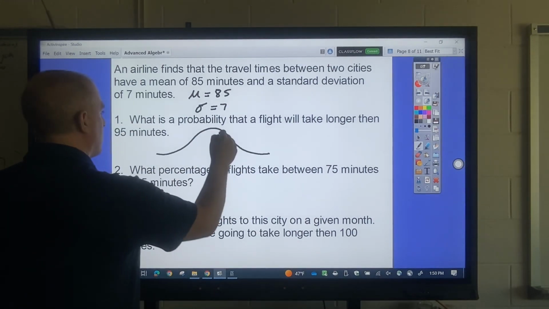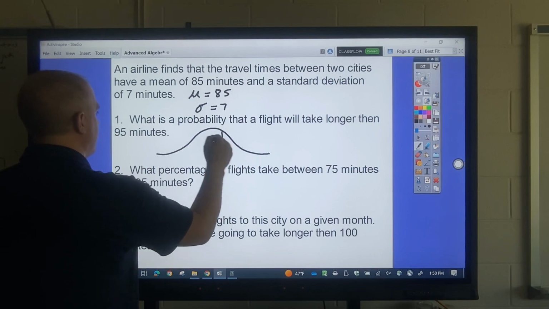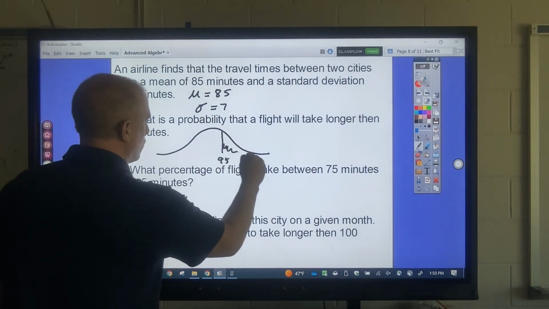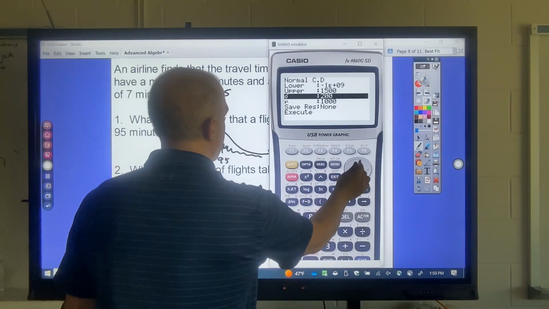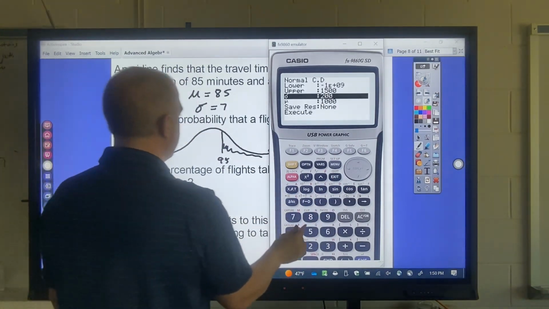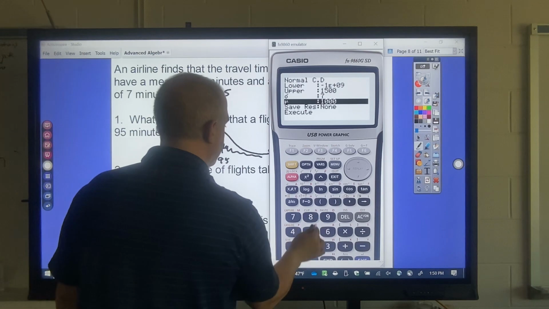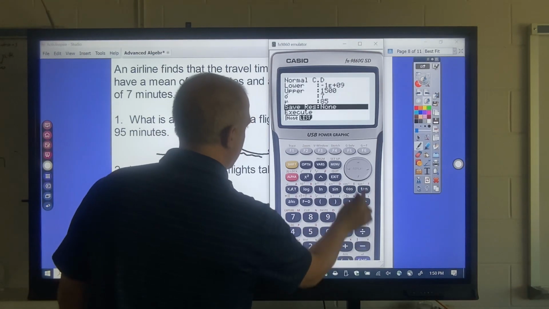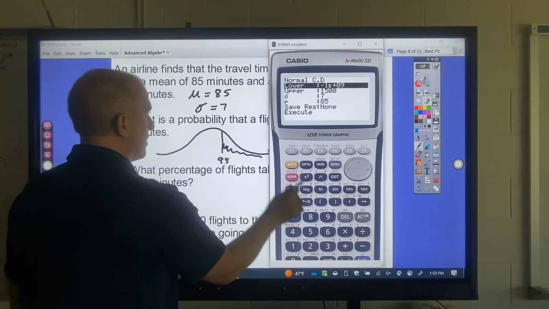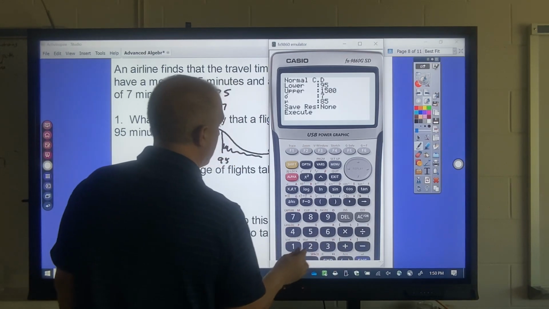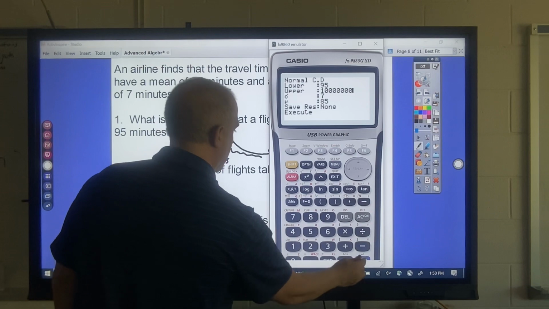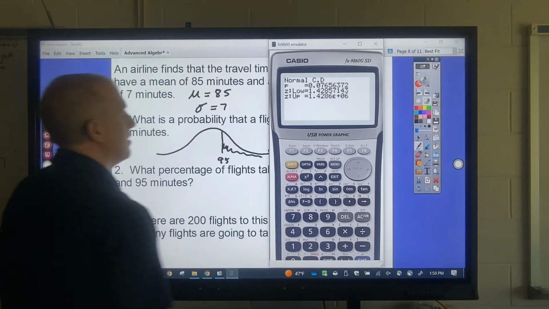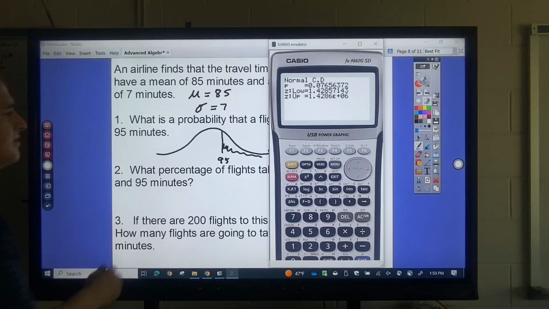So if I'm doing my curve, I have 95. Longer would mean greater than. So we go into here. I got to change some of this. The standard deviation 7, mean is 85. Since I'm going this way, that's going to be 95, and then the positive infinity would be the other way. All right, probability is 0.0765.